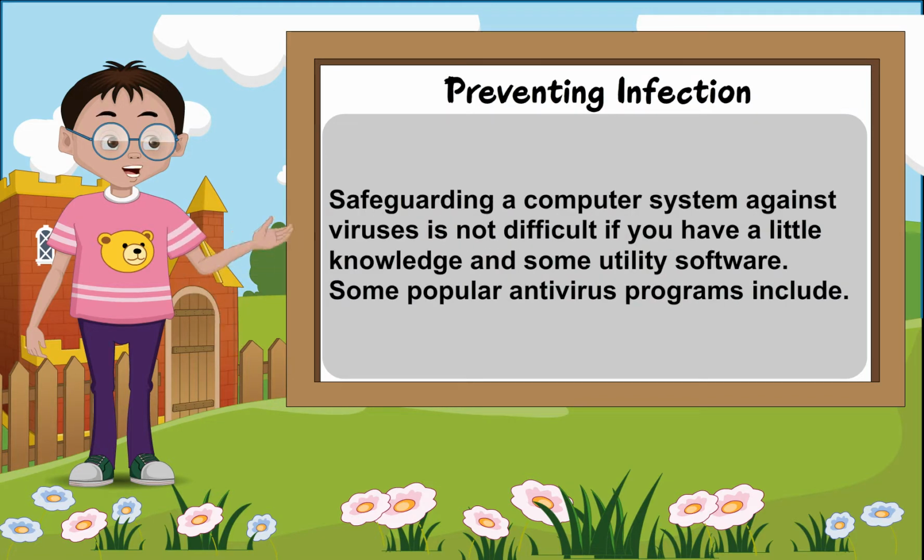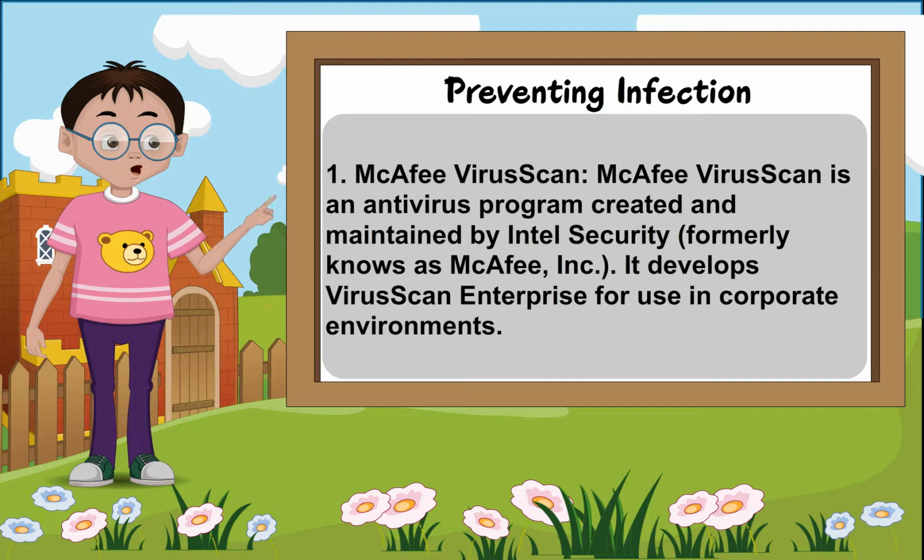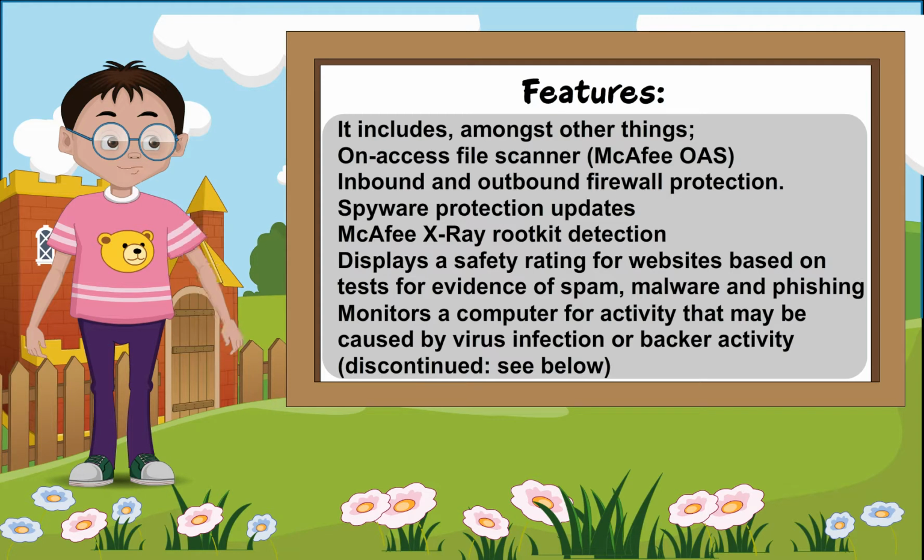Preventing infection. Safeguarding a computer system against viruses is not difficult if you have a little knowledge and some utility software. Some popular antivirus programs include: 1. McAfee VirusScan. McAfee VirusScan is an antivirus program created and maintained by Intel Security. It develops VirusScan Enterprise for use in corporate environments.